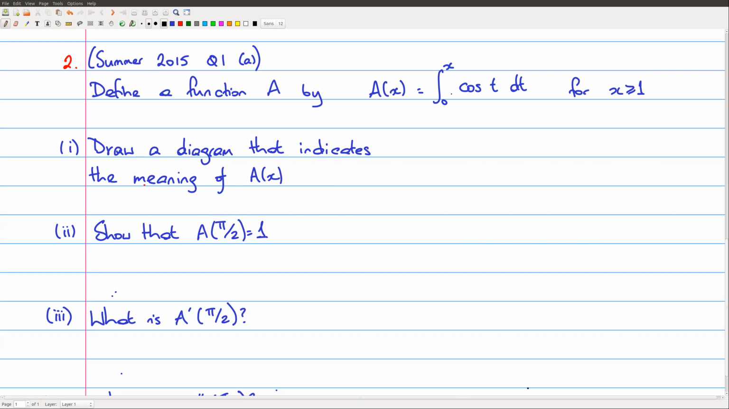X is the argument of the function. For different values of x, this function takes an area of a region with a different right-hand endpoint, and this time it's defined for x at least equal to 1. So there are 4 parts in the question.